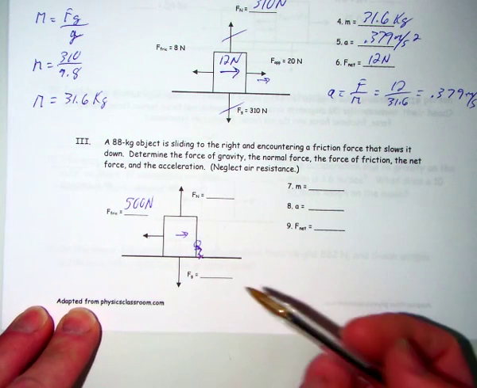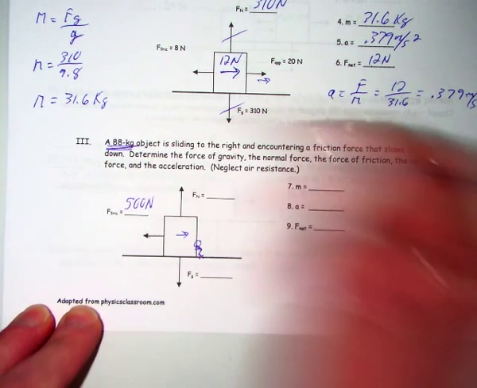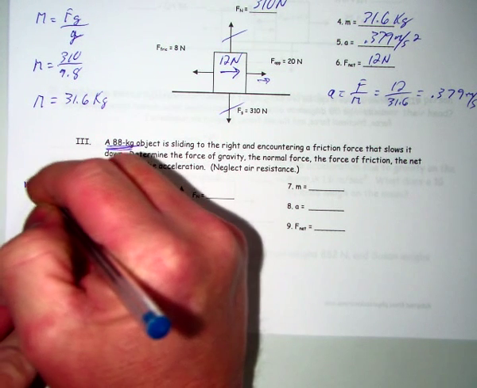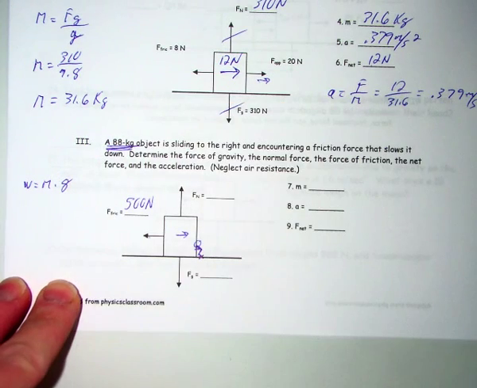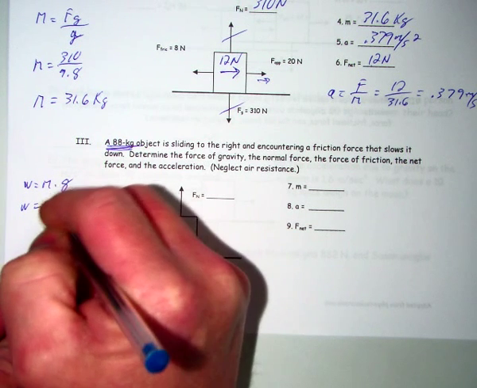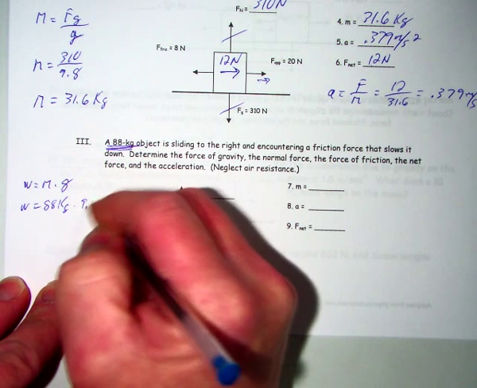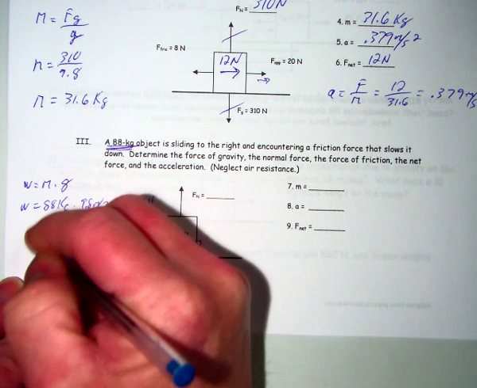All right, now, it tells us that the mass of our object is 88 kilograms. Now, if we have the mass of our object, can we determine the weight or the force of gravity on it? Yeah, we can. So that's the first thing we're going to do. We're going to say weight is equal to mass times g. So weight is equal to 88 kilograms times g, which is 9.8 meters per second squared.